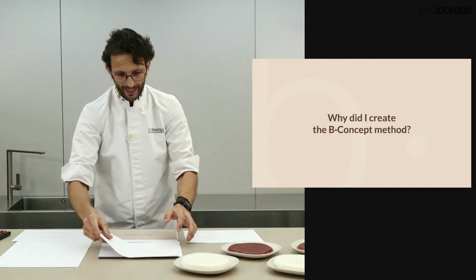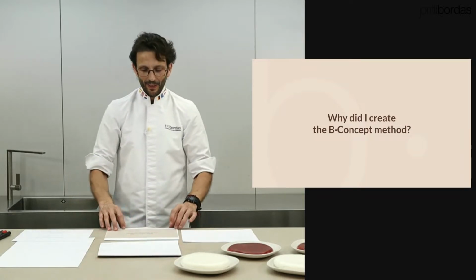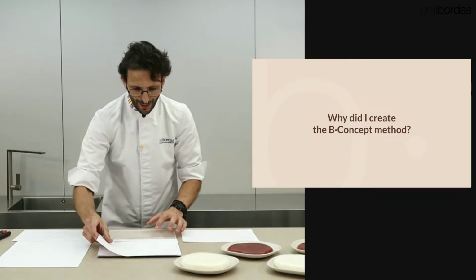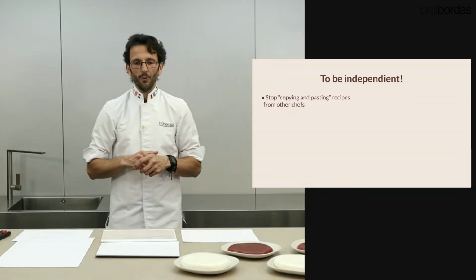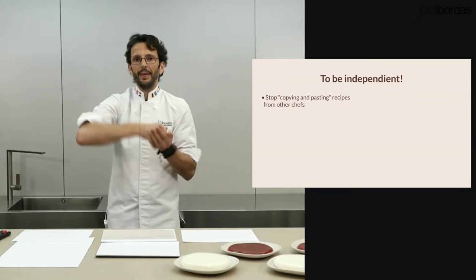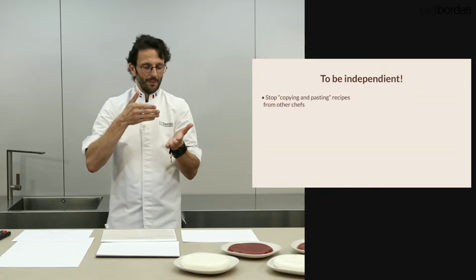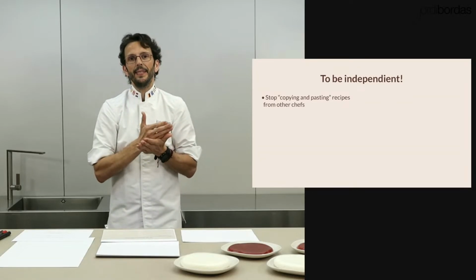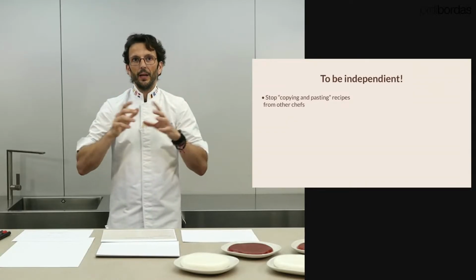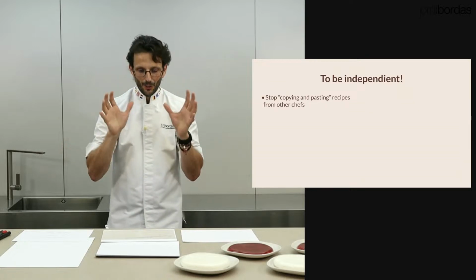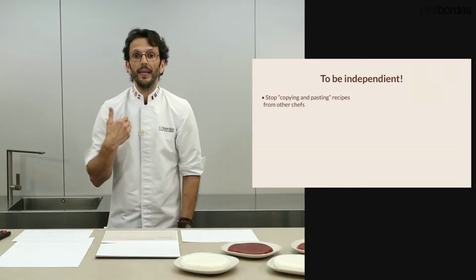Why did I create this method? Here I come back a little bit to my history. The most important thing for me was to become independent. I'm a kind of person that cannot do something that I don't understand very deeply. Because I'm a pastry chef and I'm working in pastry, I want to understand everything that happens inside of my recipe. If in my life I was working in another direction, it would be exactly the same. So for me it was really important to be independent, to be free in order to create my own recipes.